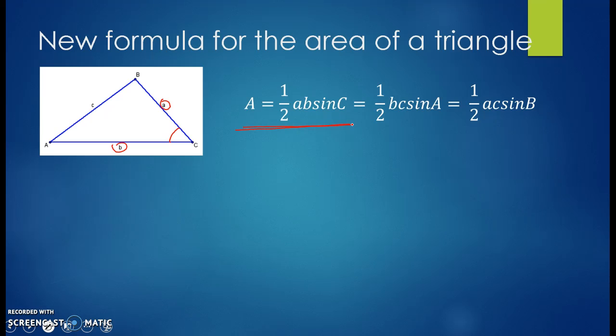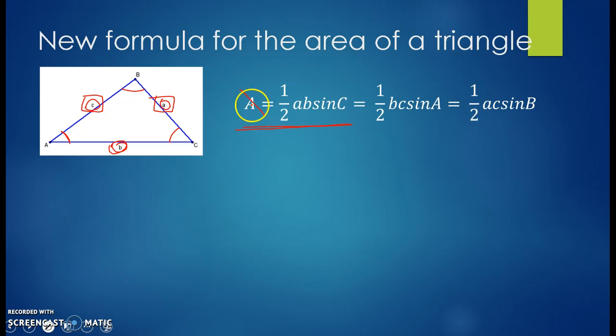Well, if I use B and C, that's this side and their included angle, I can say that the area of the triangle is equal to 1/2 BC times the sine of A. It's always the included angle. And if I use these two as my sides and their included angle, I could say that the area is equal to 1/2 A times C times the sine of B.